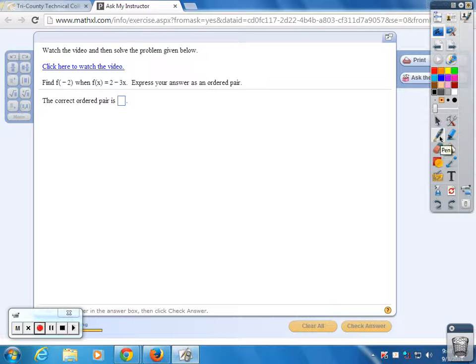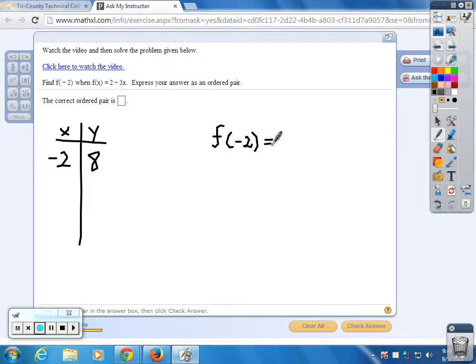So f of -2, the way that you did it way back in pre-algebra is you had your x and your y, and you plugged in a -2, and -2 times -3 is what? 6, and 2 plus 6 is 8. So that's the way you did it back in pre-algebra. Now, you hold your pinky up, and you go f of -2 is equal to 8.